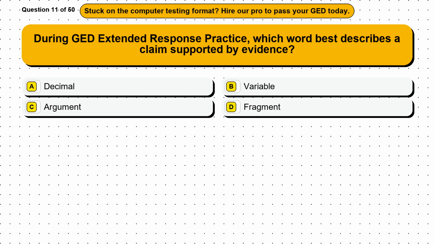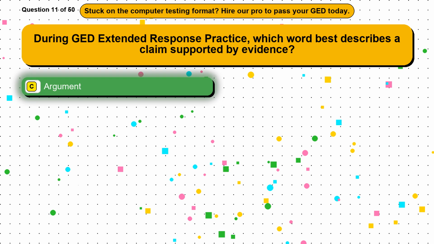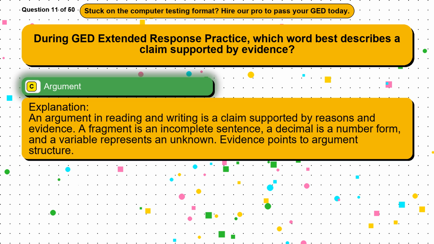Question 11. During GED Extended Response Practice, which word best describes a claim supported by evidence? Option A, decimal. Option B, variable. Option C, argument. Option D, fragment. The correct answer is option C. Argument. An argument in reading and writing is a claim supported by reasons and evidence. A fragment is an incomplete sentence, a decimal is a number form, and a variable represents an unknown. Evidence points to argument structure.